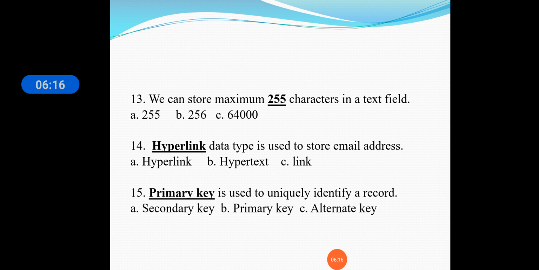15th one: dash is used to uniquely identify a record. Options are A secondary memory, B primary memory, C alternate memory. So the answer is primary memory here.